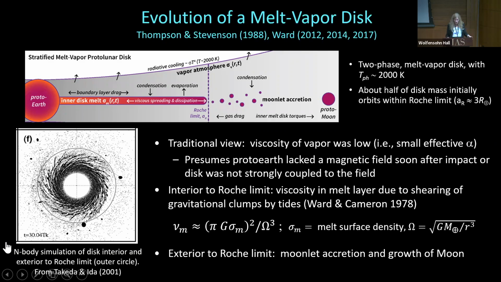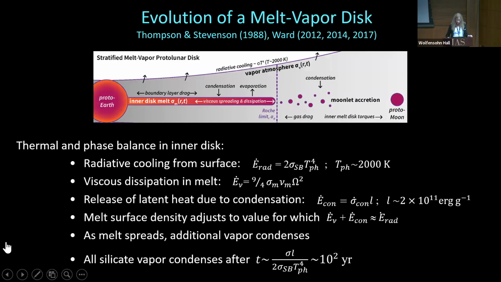And the form of the viscosity is shown there. It's proportional to the melt surface density squared. Now, exterior to the Roche limit, this doesn't apply because if you have clumping or collisions, things can remain bound outside the Roche limit. So it's in that region where you would have the moon actually start to accrete. At least that would be the closest it could accrete.